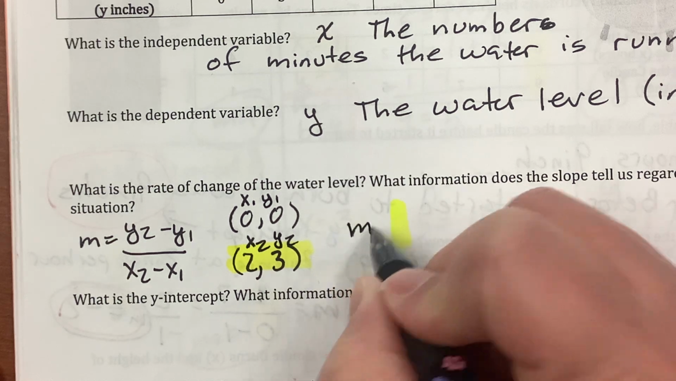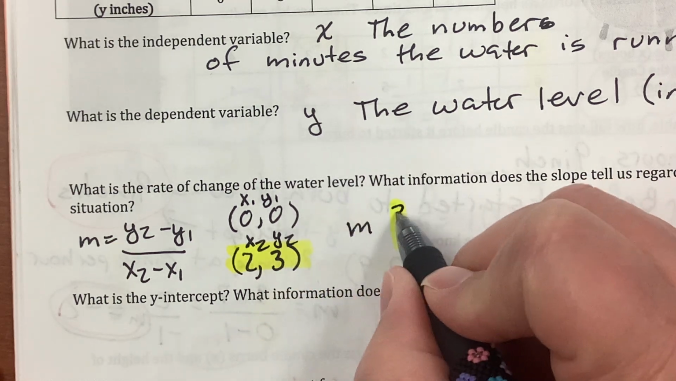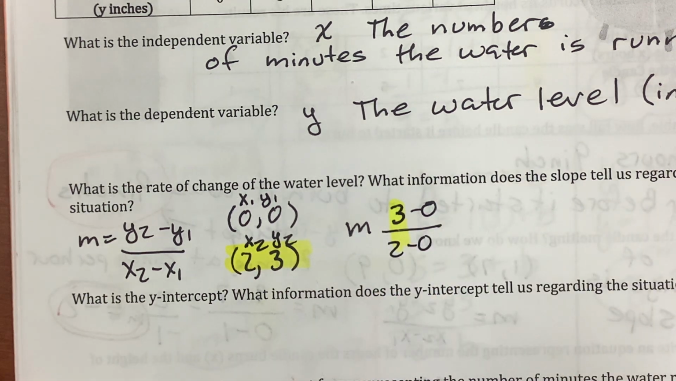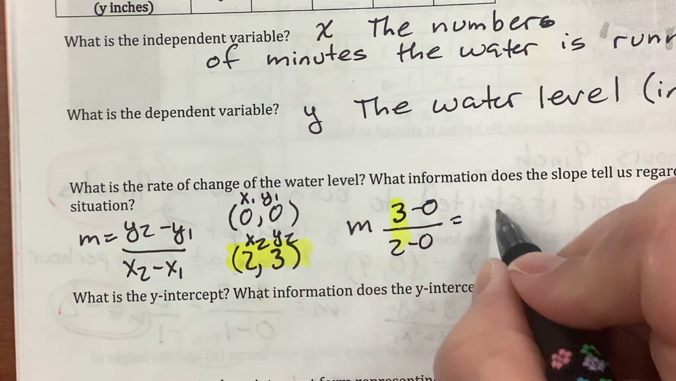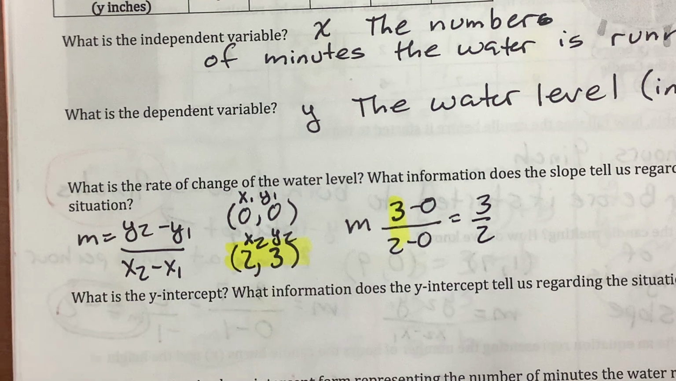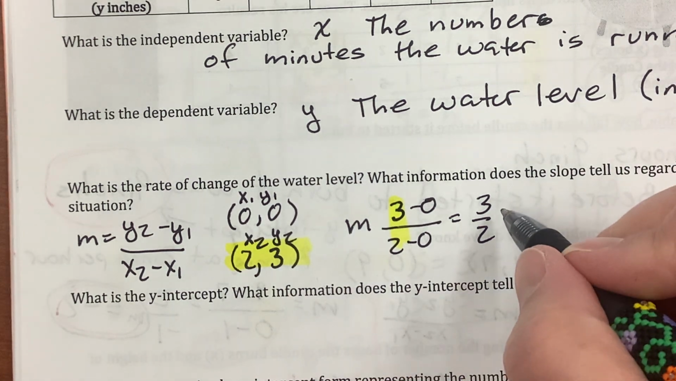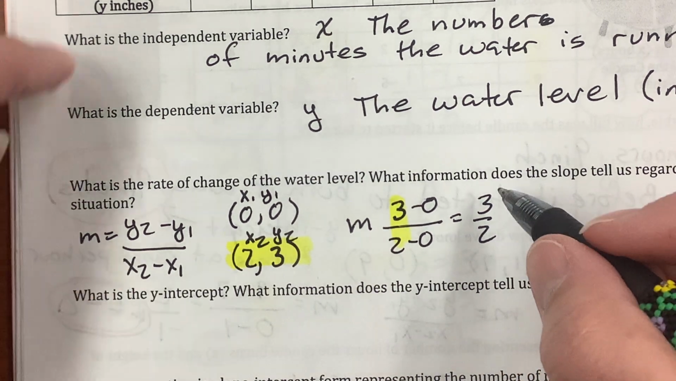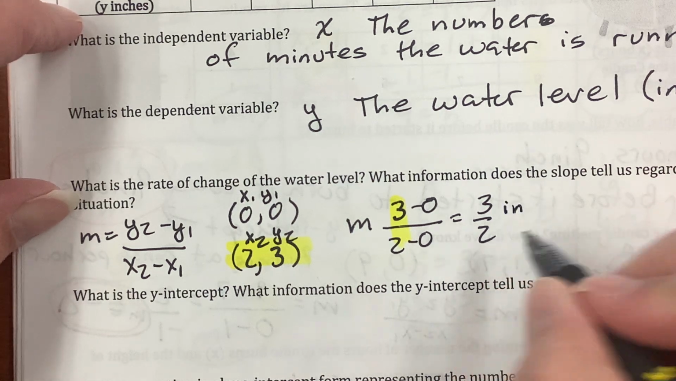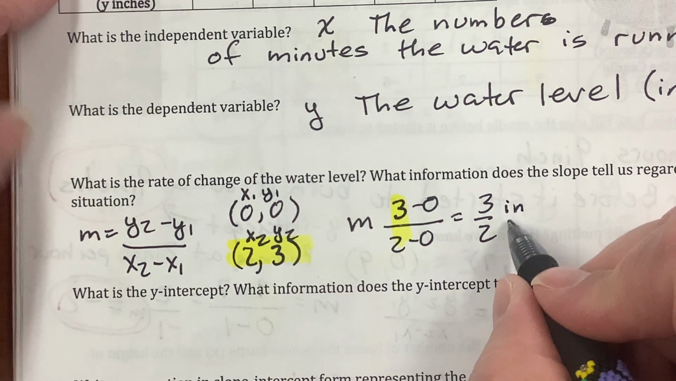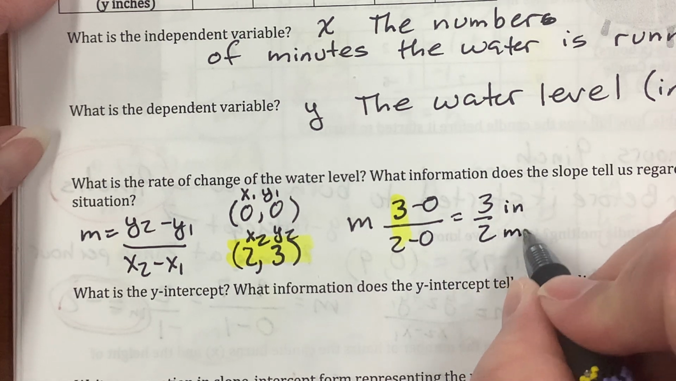So to get my slope, I'm going to do 3 minus 0 over 2 minus 0. That's why I picked the point. It's easy. And I get a slope of m equals 3 over 2. But what does that mean? That's where you go back and you put the units in. So 3 what over 2 what? Well, y is on top, so what's the unit for y? Inches. 3 inches. Over 2, the bottom is x. Minutes is x. 3 inches in 2 minutes.